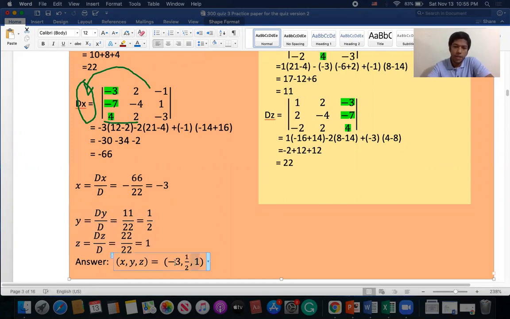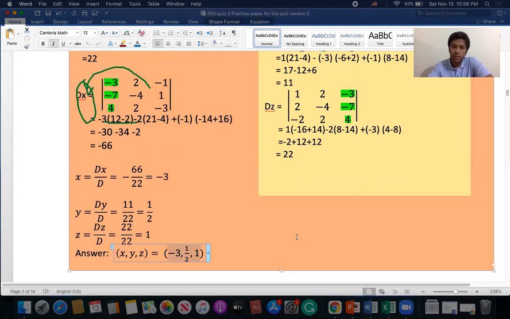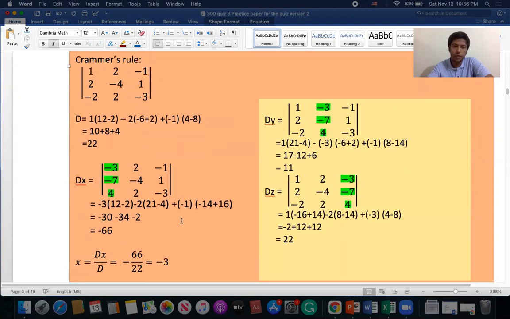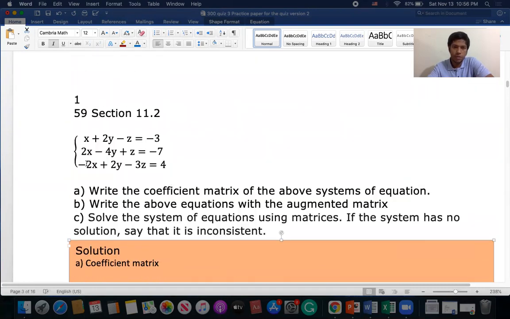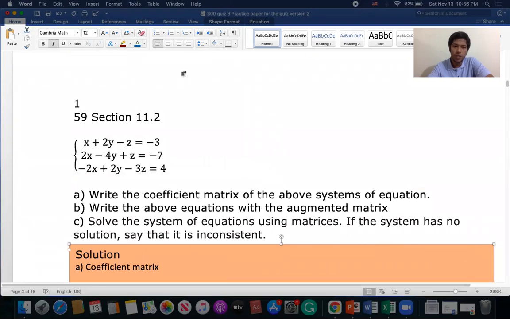Once you get this answer, we should actually check if our answer is correct or not. This is minus 3, half and 1. So how do we calculate? In this equation, x equals, we got minus 3. Y equals, we got half. That means into half. And z equals what we got?